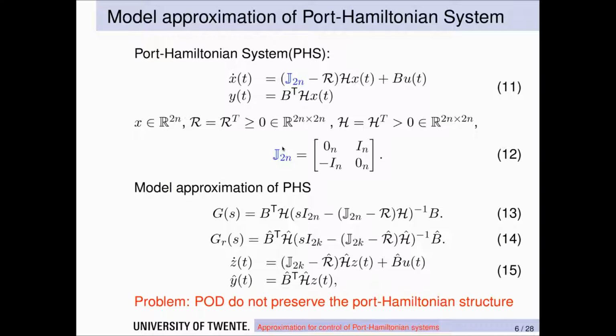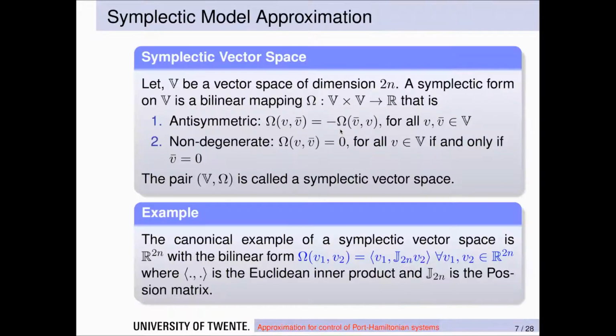So like the previous one, the approximation is like that. But in the general case, we cannot preserve this nice Port-Hamiltonian structure in POD or other projection methods. We have to select different methods to preserve this Port-Hamiltonian structure. So here we consider some symplectic model approximation. So first we give some definitions.